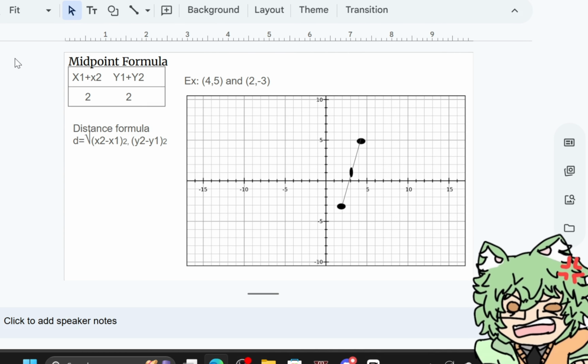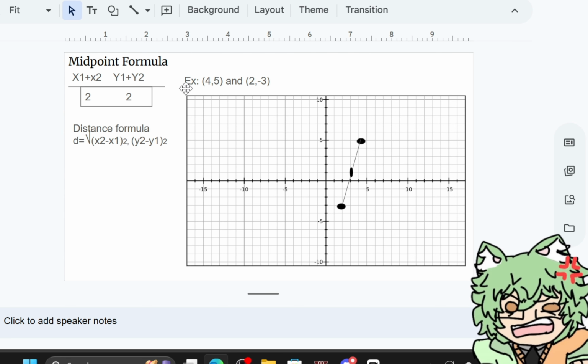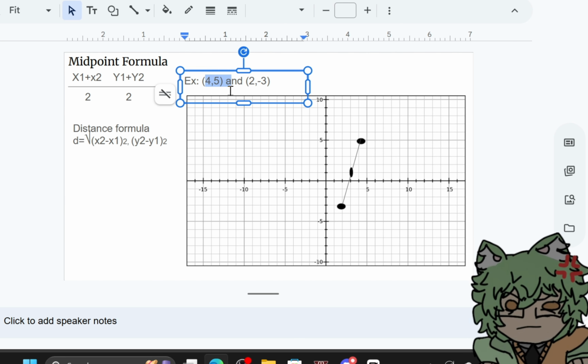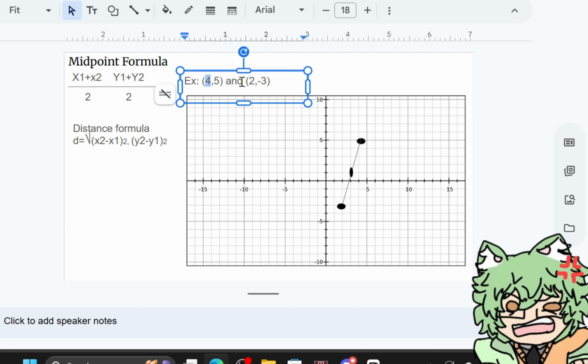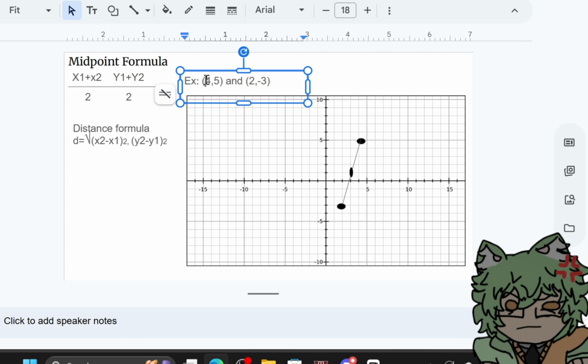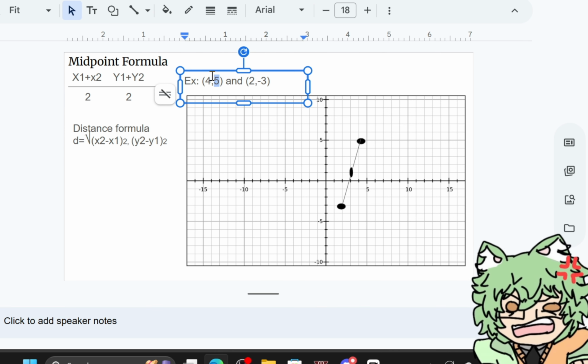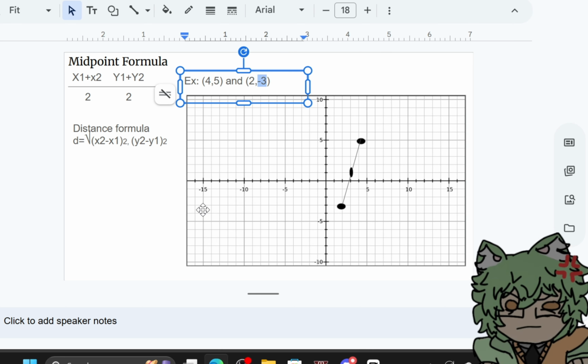If you don't understand it in simpler terms, I will solve it for you. x1 will always be your first coordinate, the x value of the first set of coordinates. x2 is the x value of the second pair of coordinates. In this equation, it's 4 and 2. y1 will always be the y value of the first set of coordinates, and negative 3 here is our y2 in the second coordinate. Do you get it?